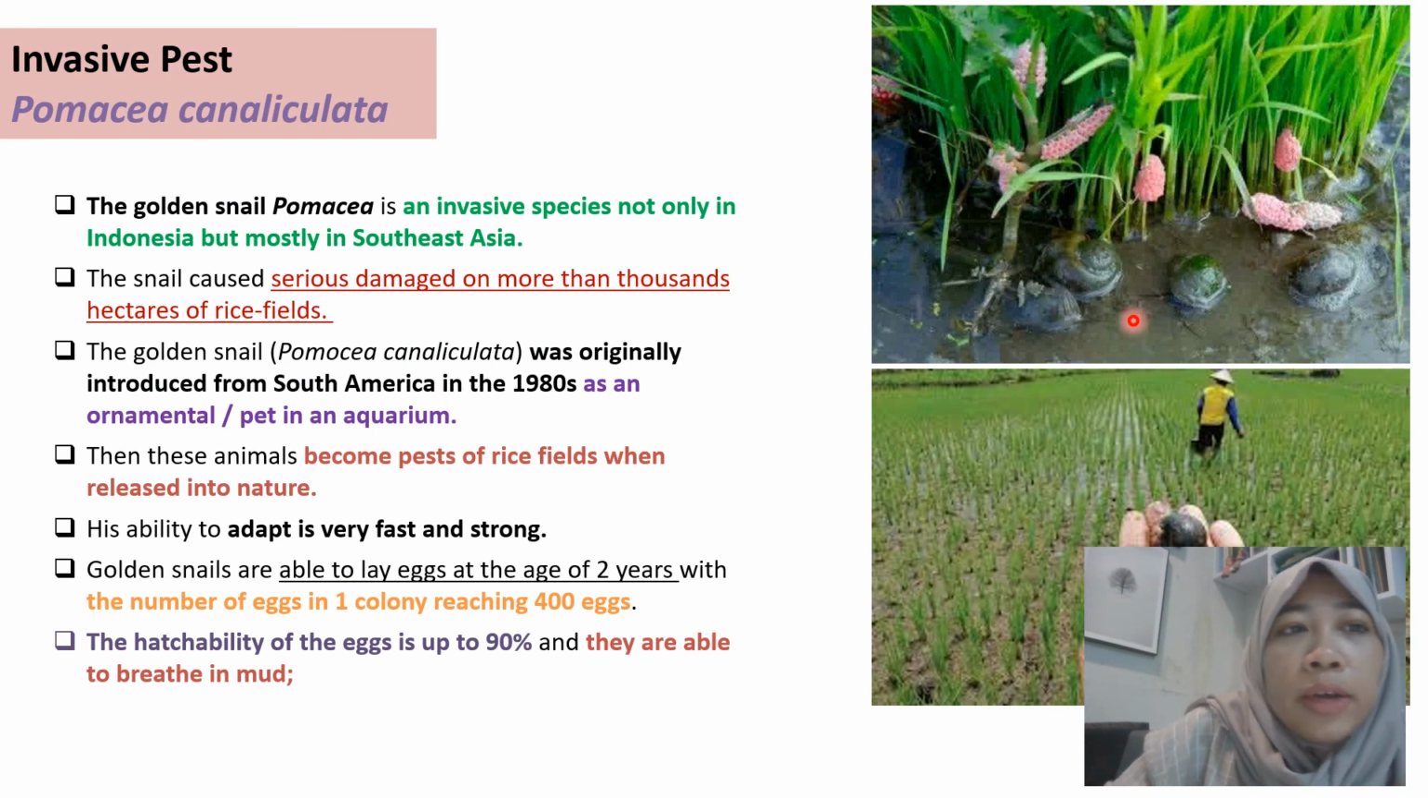And this is also an invasive species, Pomacea canaliculata. They damage our rice plants. This is the egg, and the hatchability is about 90%, and the pinky one. They are able to breathe in the mud. These golden snails are originally from South America. This has become our main pest in the paddy field. They entered Indonesia in 1980.